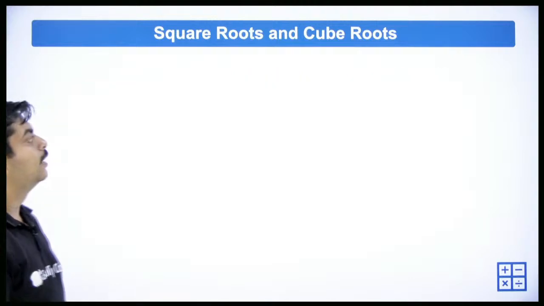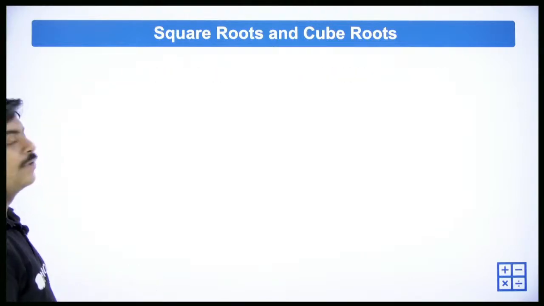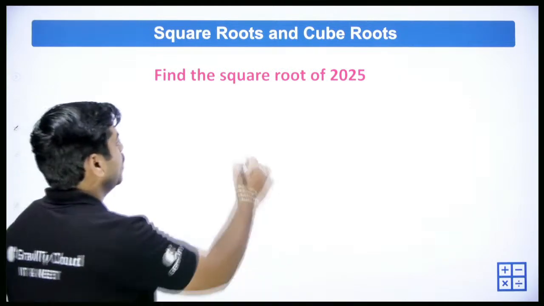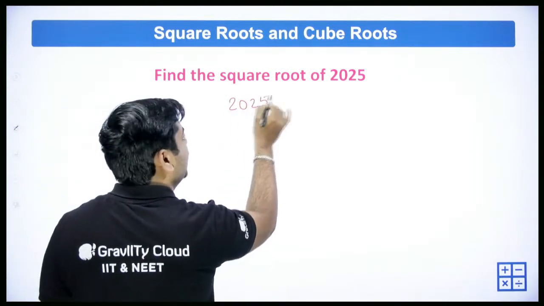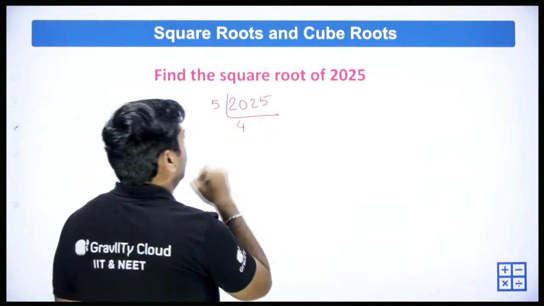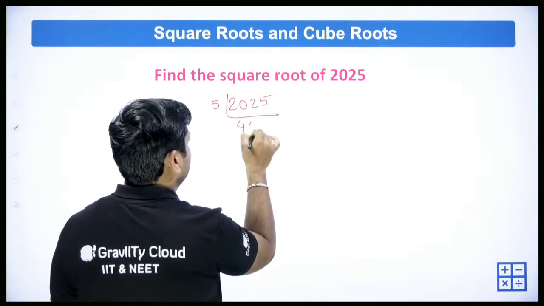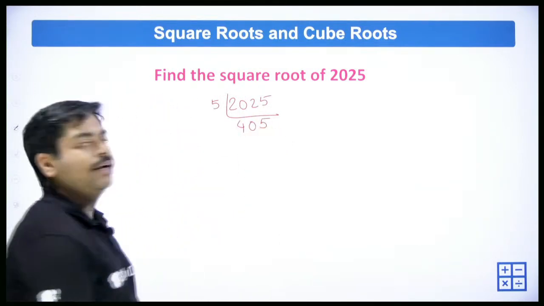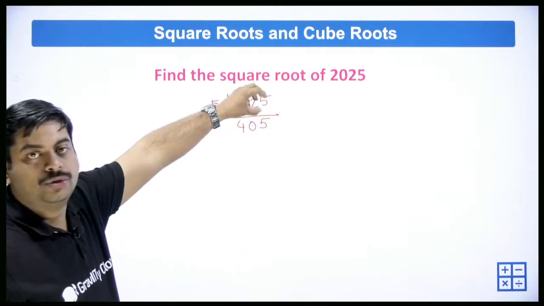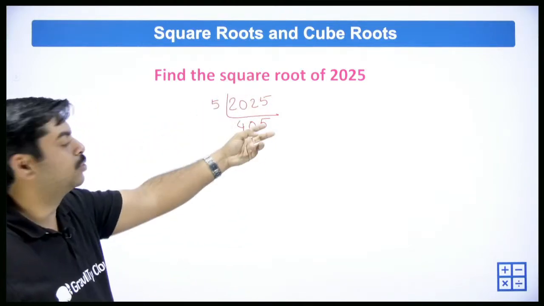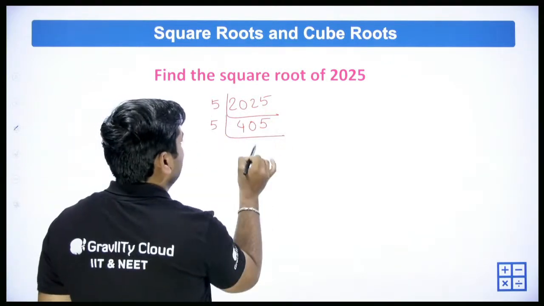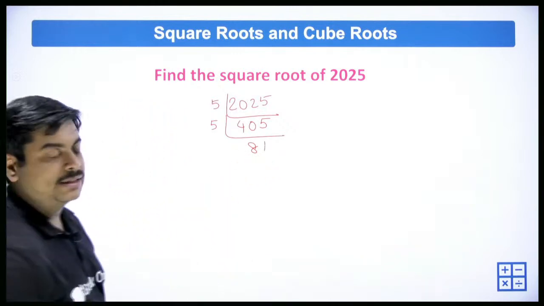Okay, the next one, find the square root of 2025, again with prime factorization only. So 2025, let me divide directly with 5. 5 4s are 20, so 405. Why is this 0 coming? Because 25 we need to take both the numbers together, so it is 05. Once again with 5, 5 8s are 40, 5 1s are 45, 5 1s are 5.